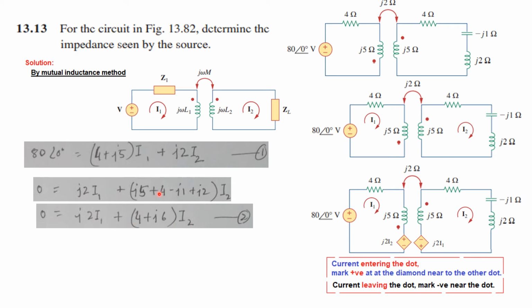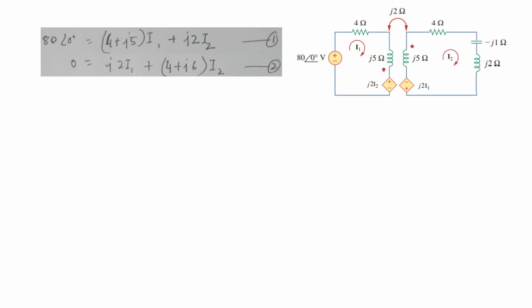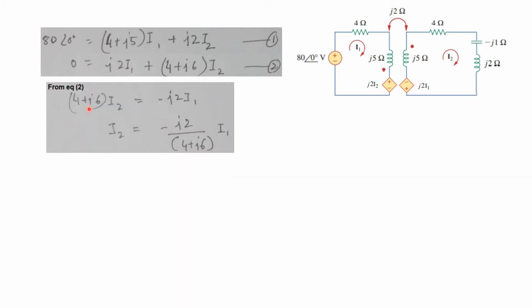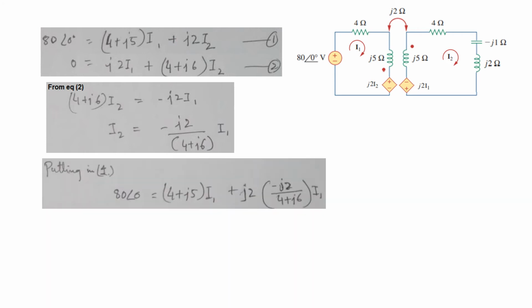So the final second equation will be like this: j2 I1, and from here we get 4 plus j6. Now from this equation we can find I2, and then we plug that I2 in here, so we'll get everything in terms of I1. So these were the two equations. I2, we move this to the other side, and then we calculate I2. So I2 will be minus j2 divided by (4 plus j6) times I1. We now plug in this value here, so our equation will become like this. Now everything is in terms of I1, and this is V.